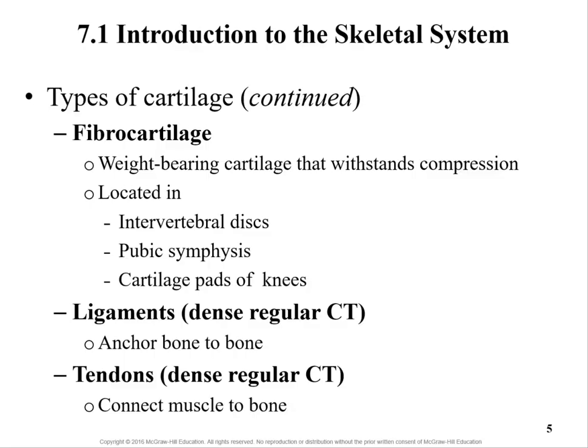Next, you have ligaments. These are dense, regular connective tissue, and ligaments anchor bone to bone, whereas tendons are going to connect muscle to bone, and tendons are also dense, regular connective tissue.